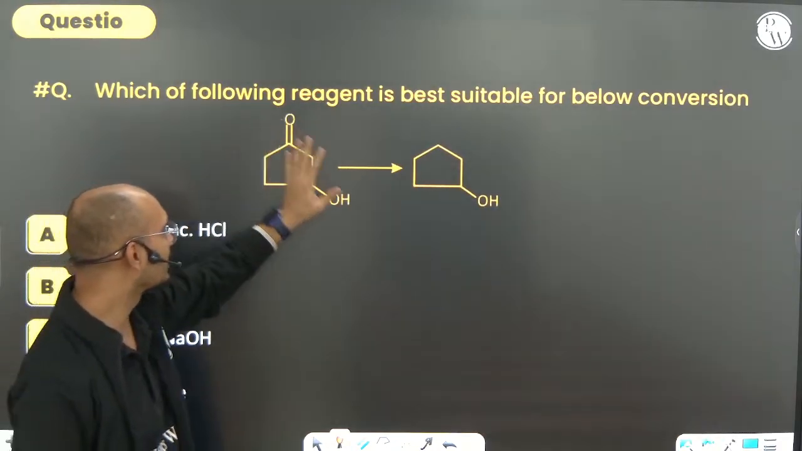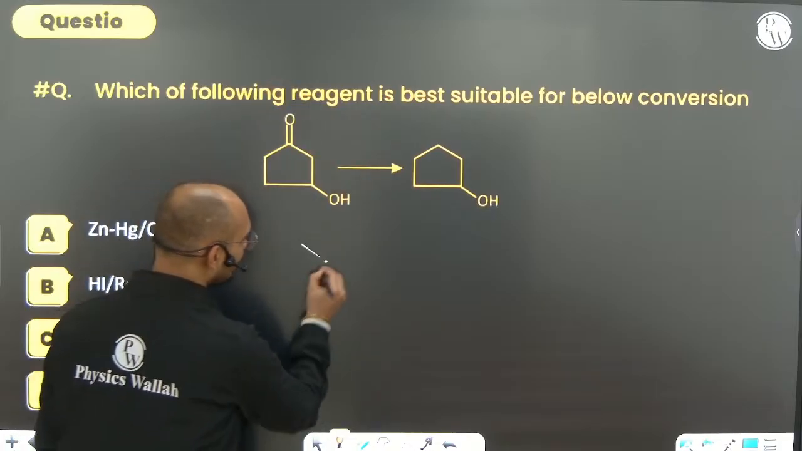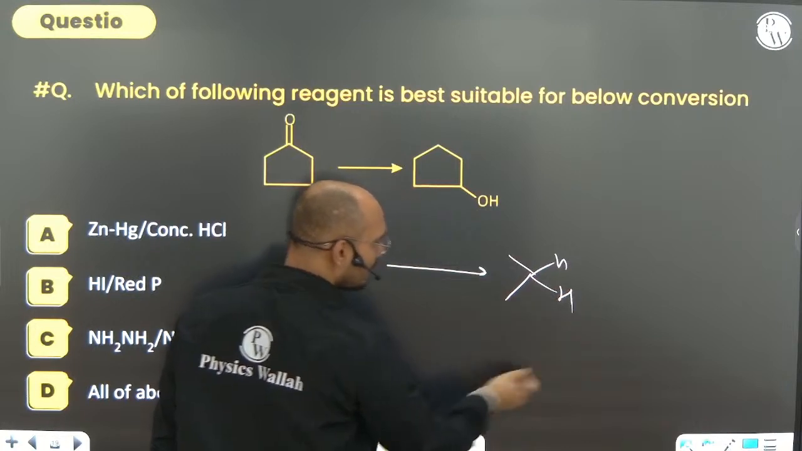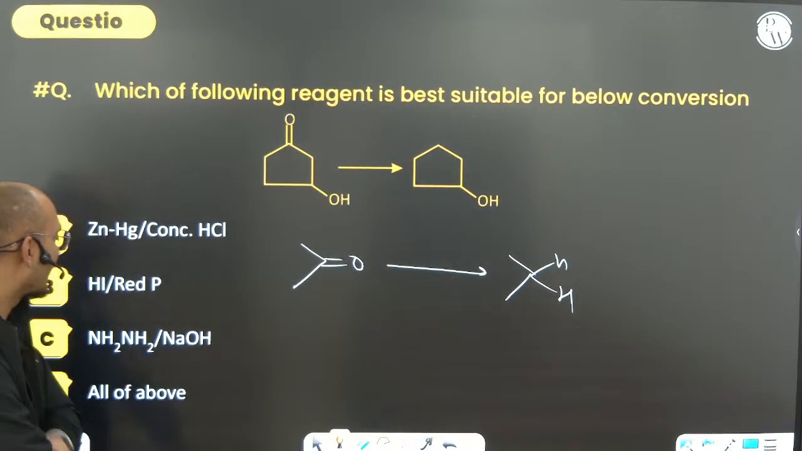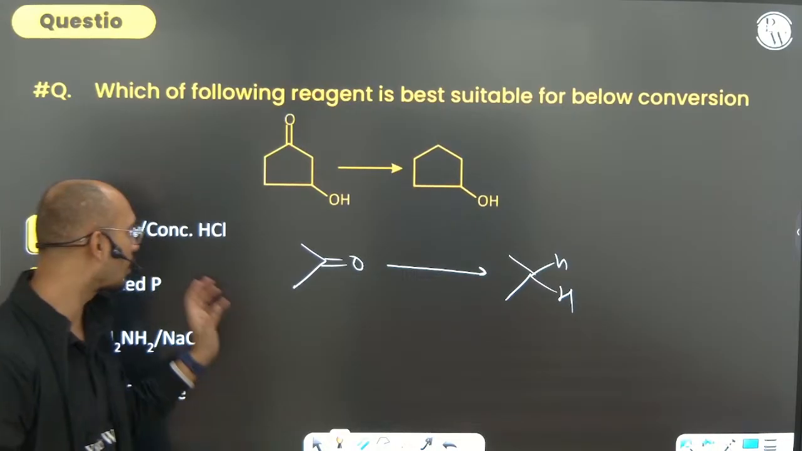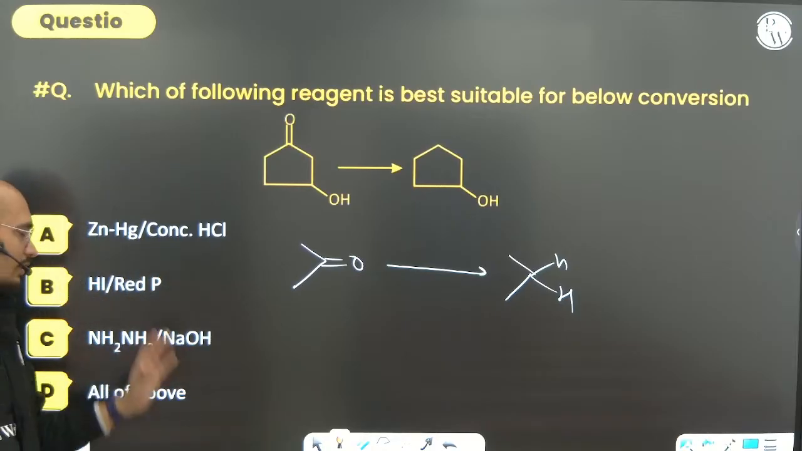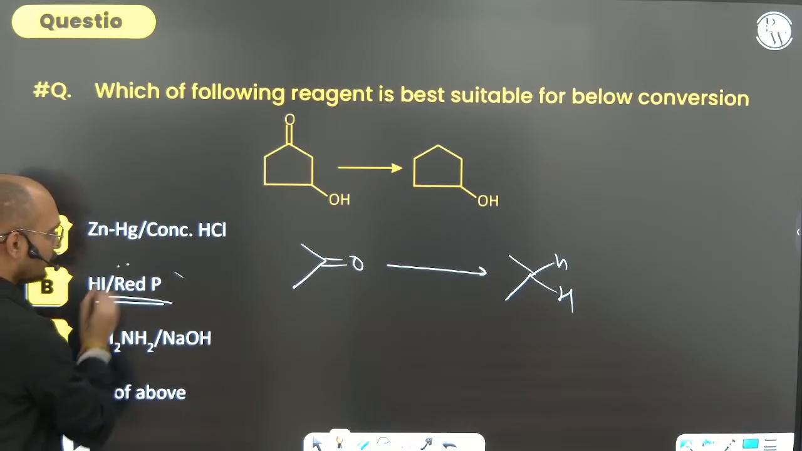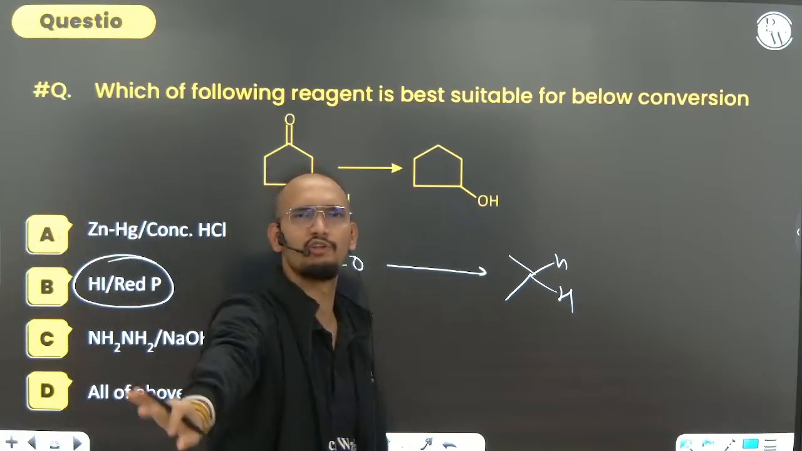What is there? Can you see? OH is there and C double bond O converting into CH2. C double bond O converts into CH2. When this happens, I hope you all remember that either you will use zinc Hg concentrated HCl, Clemmensen reduction, or you will use, can you see, Wolff-Kishner, NH2NH2 NaOH. But here what will be sufficient or better? HI and red phosphorus. Because HI and red phosphorus will break all the C-O bonds.